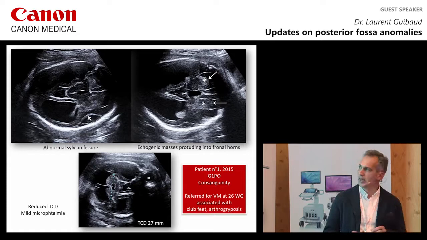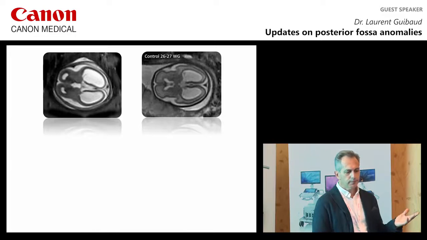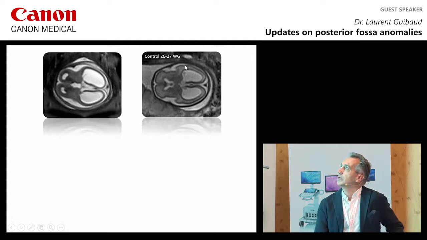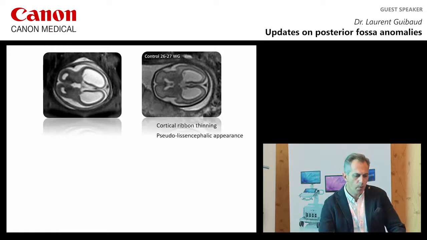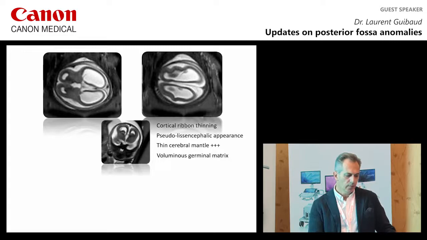Now, this is the MR, and this is the control. You can see here the cortex, which is well visible. Look at the cortex here. There is a cortical ribbon thinning. There is a pseudo-lissencephaly appearance, a thin cerebellum, and also a voluminous germinal matrix here and here, protruding in the frontal horn.